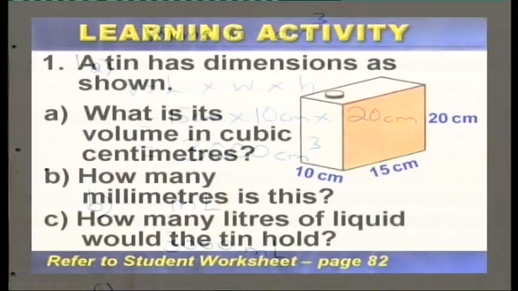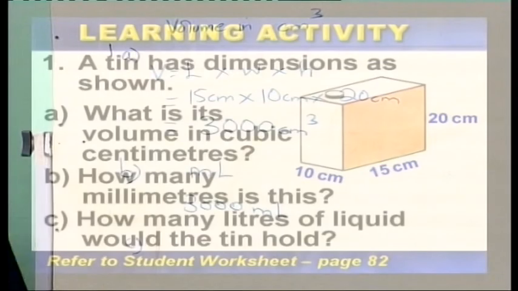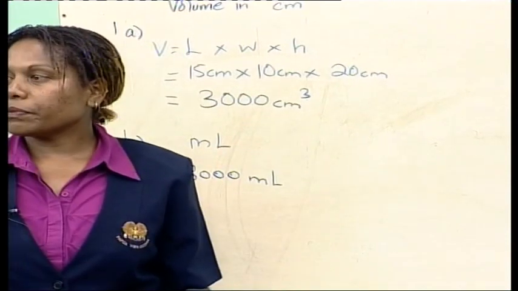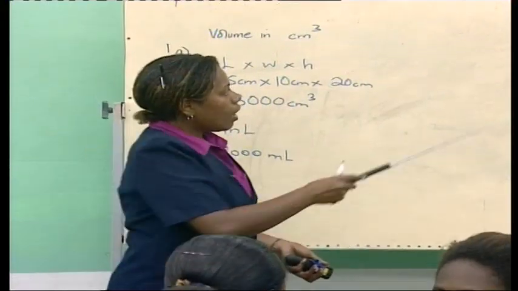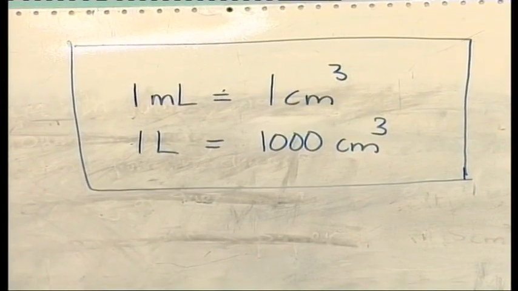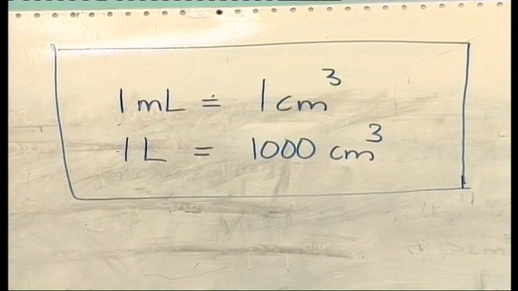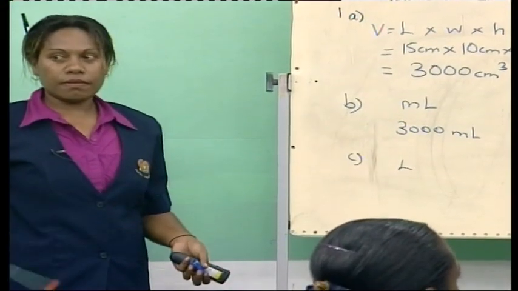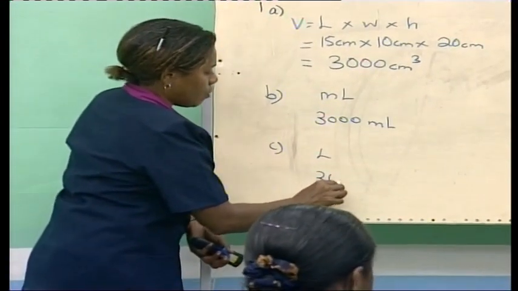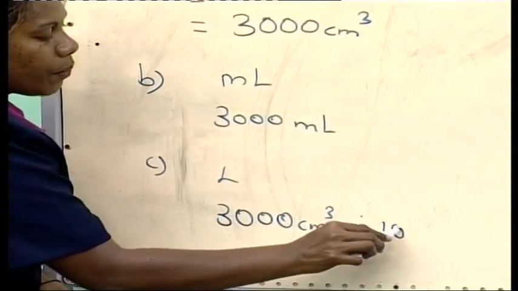Okay, and C, how many liters of liquid would the tin hold? 3 liters. All right, how did you get 3 liters? 1 liter is equal to 1,000 cubic centimeters. So we have to divide 3,000 cubic centimeters by 1,000, and then we get 3 liters.